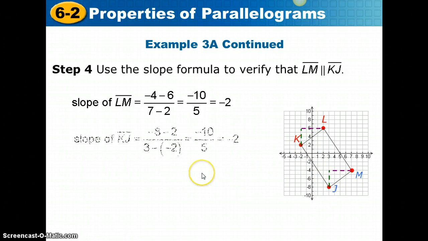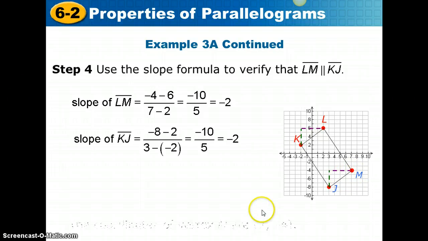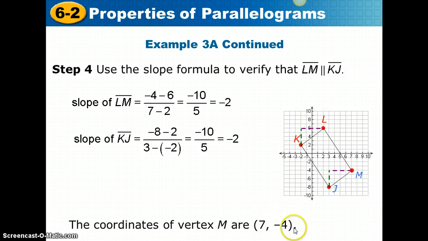KJ should have the same slope. -8 minus 2 is -10. 3 minus -2 is the same as 3 plus 2, which is 5. -10 over 5 is also -2. So this is a parallelogram. That means the coordinates of M are 7, -4.